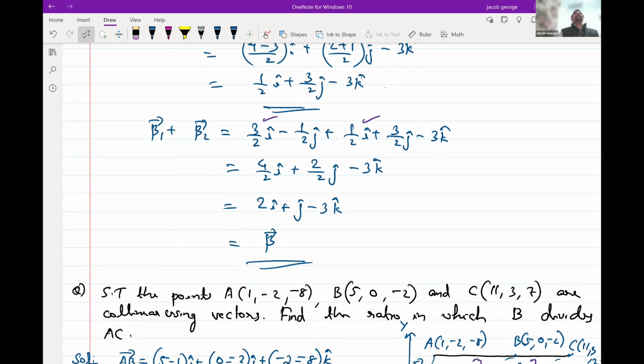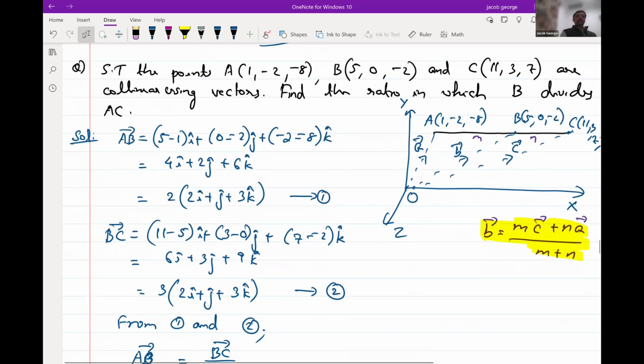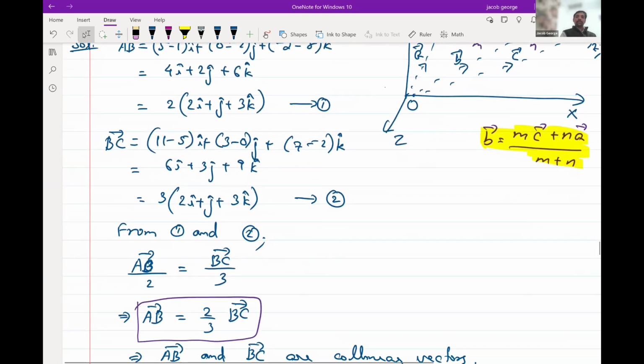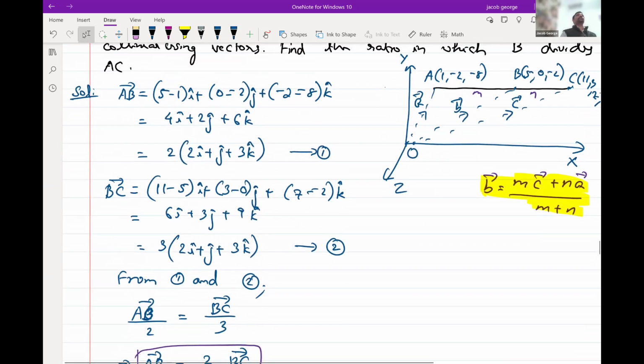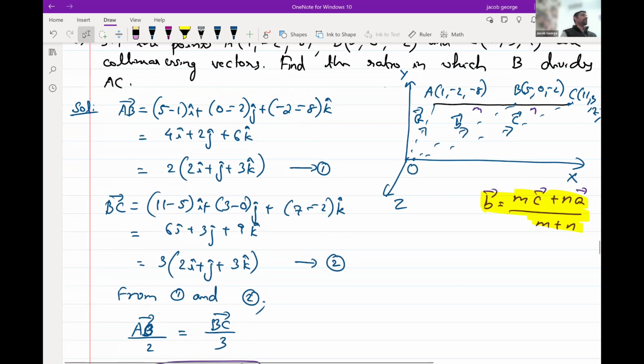All of you know section formula for vectors. What is section formula for vector? If A vector, B vector, and C vector, if it is in the middle, then how do you find C vector? M into B vector plus N into A vector divided by M plus N. That is called the section formula for vector. This type of question, to find the ratio in which B divides AC, and to prove that they are collinear and all, we can use that section formula of vectors, okay?